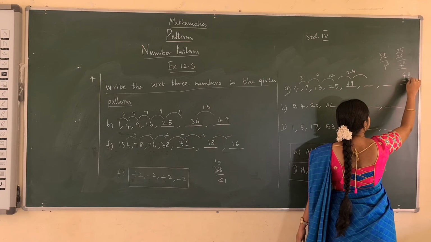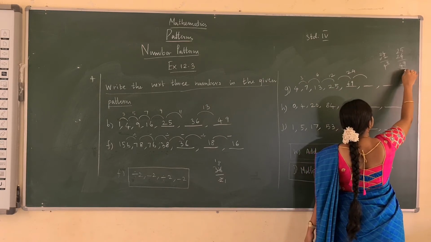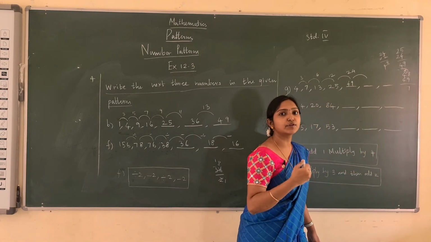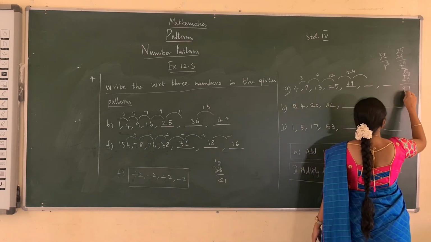Eight plus 9 is 17. Carry 1 to next place. 4 plus 4 is 8. 8 plus 1 is 9. So it is 97.